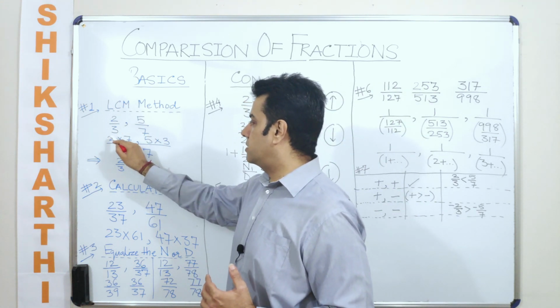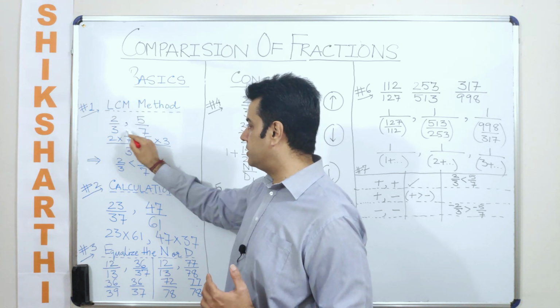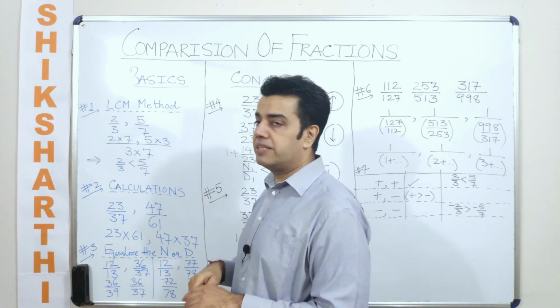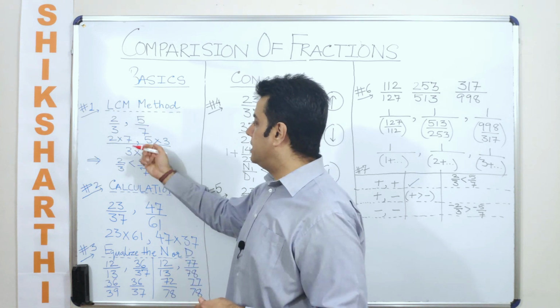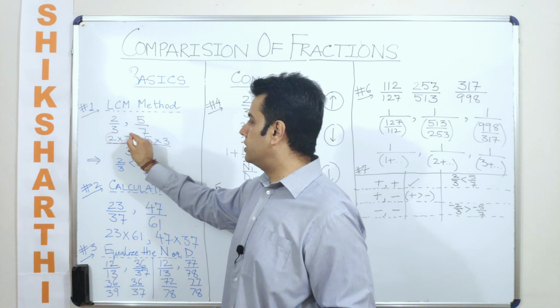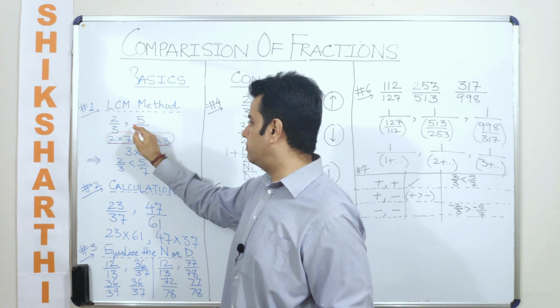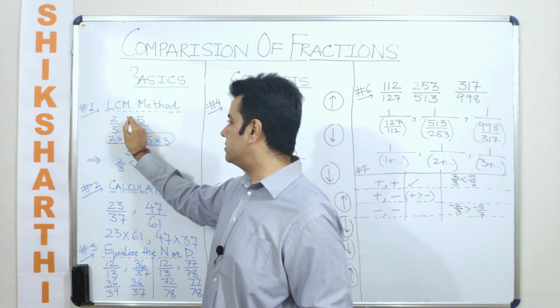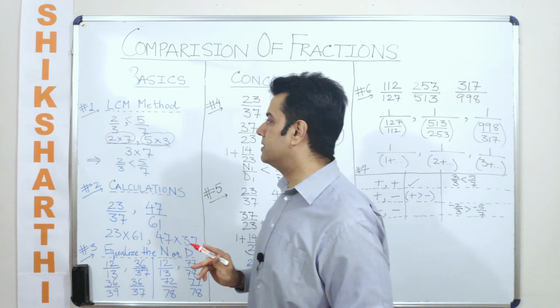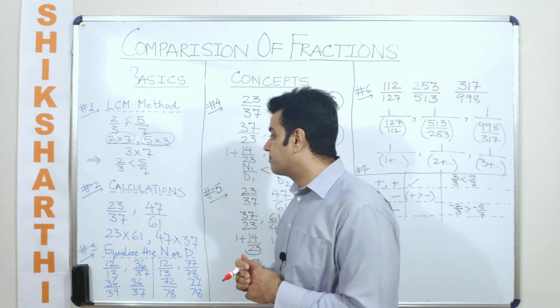So in that case, this is just like saying 2 into 7. So what is the numerator here? Once the denominators are equal, we just compare their numerators. And when we compare their numerators, in this case I'm getting the numerator value as 14, and in this case I'm getting the numerator value as 15. So what will we say? We will say that this fraction is smaller or lesser than this fraction. Right? I hope this has been understood.